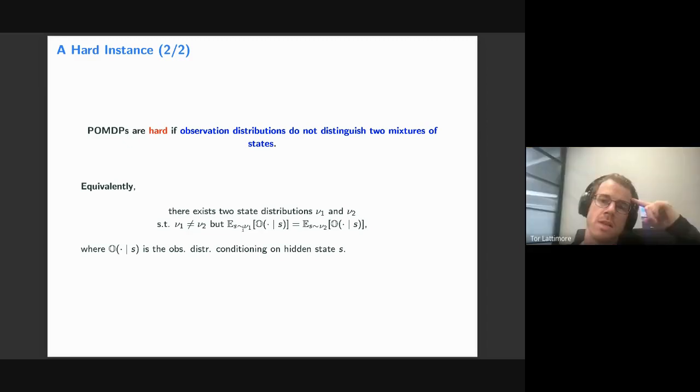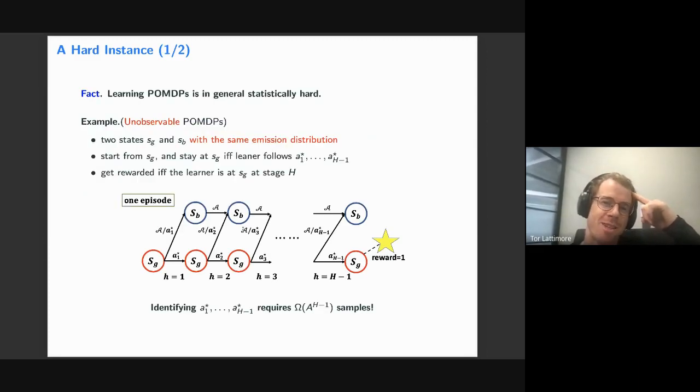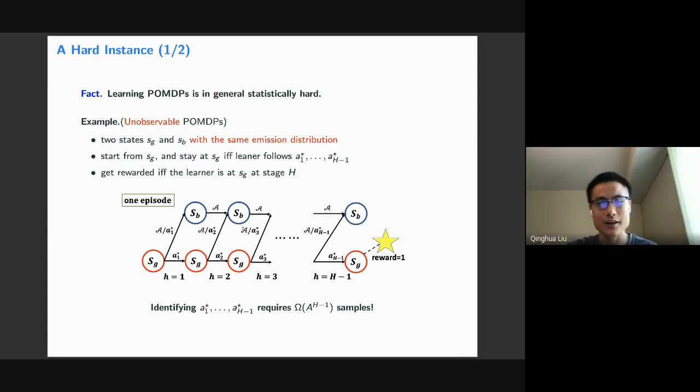Gotcha, I see. And I guess in the example before, the important thing is you just can't see the state ever. Yeah, because the observations are completely uninformative. There's no useful information. Yeah.